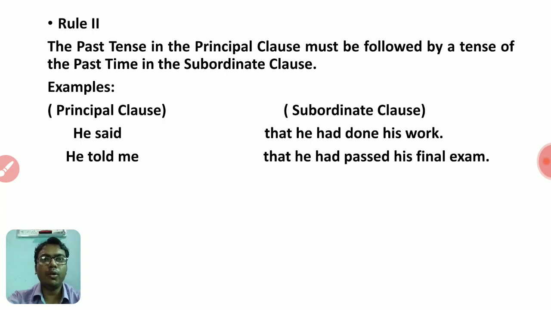Next example, he told me that he had passed his final exam. Now "he told me", here the reporting verb is given in past tense, and in "that he had passed his final exam", the verb of the reported speech is given in past perfect tense. It means past time is used. So here you have to understand, rule number 2 is saying that if you get past tense in the reporting verb, then in the reported speech you have to use past tense, which will denote past time.